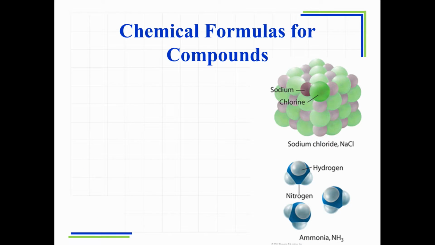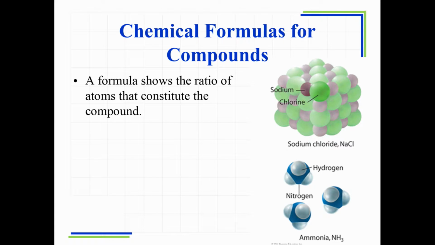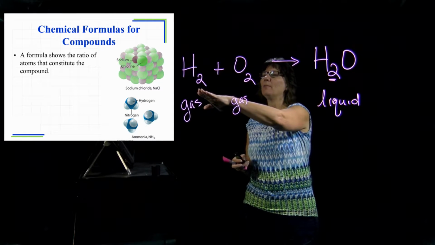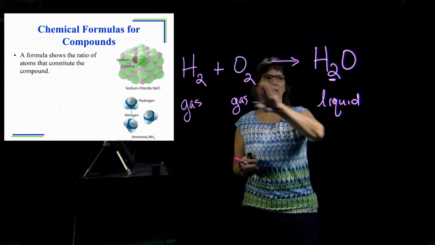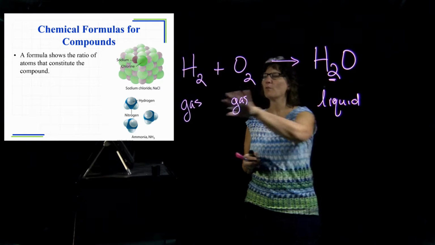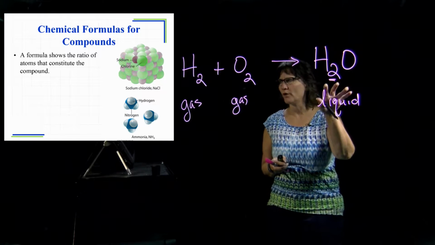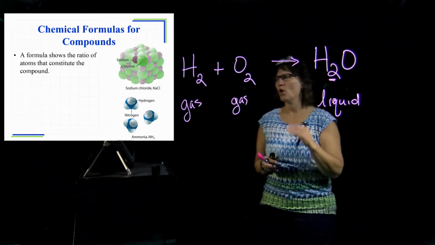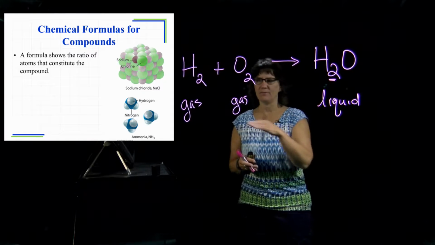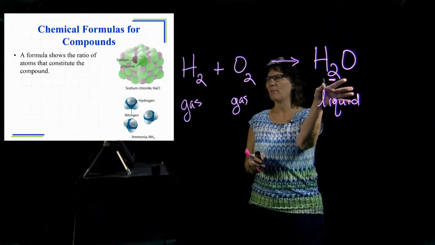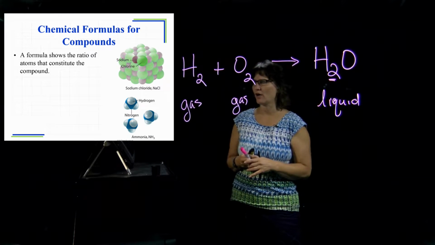Chemical formulas for compounds. The chemical formula is the way you represent it. If we look back here again at the board, we've got the formulas being written here. We've got a formula for hydrogen, a formula for oxygen, a formula for water. This is going to show what atoms make up the substance and its ratio. So for a compound, I've got a compound of water, it has 2 hydrogens for every oxygen.